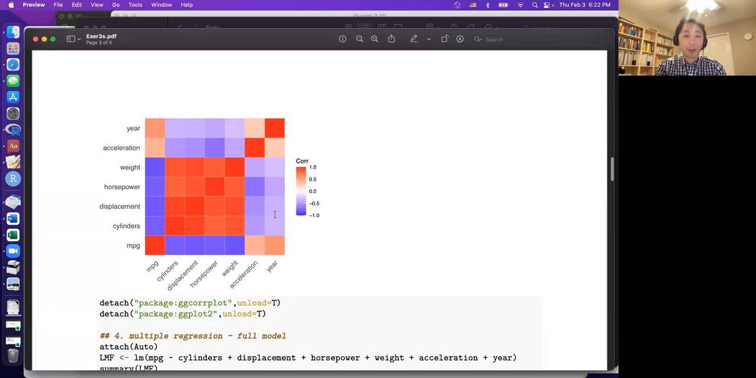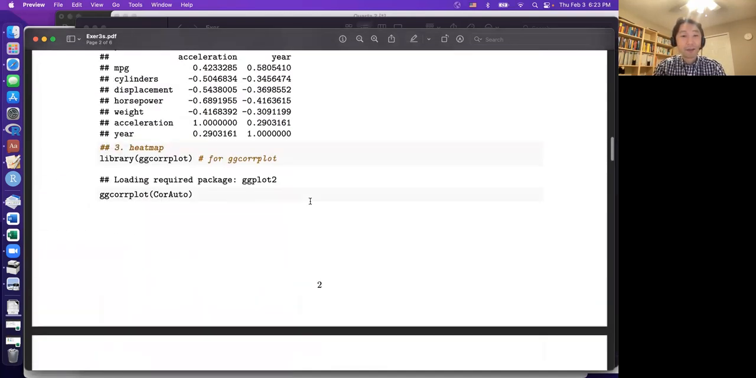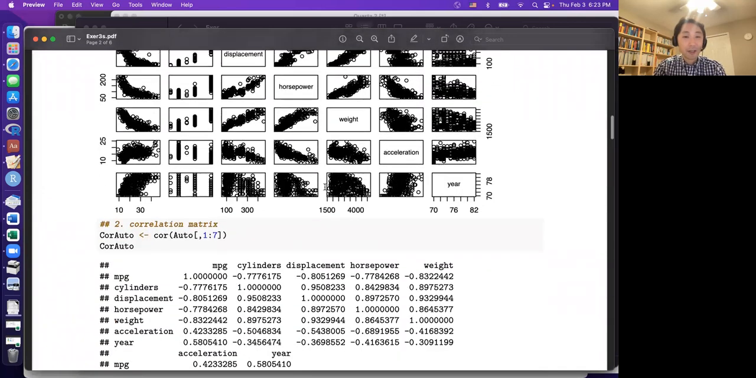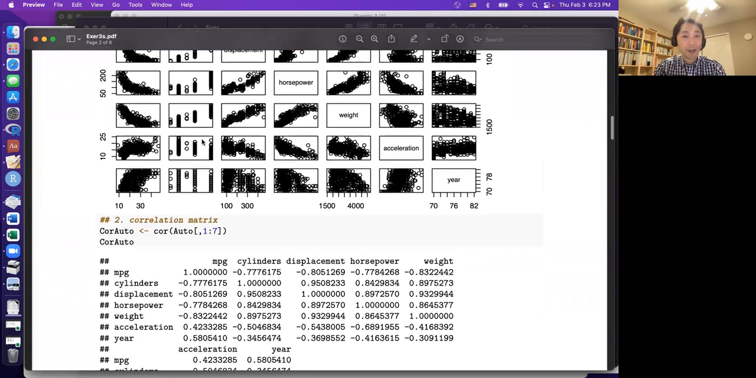So this correlation plot may be useful when you analyze a large data set. You can see all the results at once. Maybe this is more informative, but maybe too much information. Also, for categorical variables, we cannot really see the tendency like this.